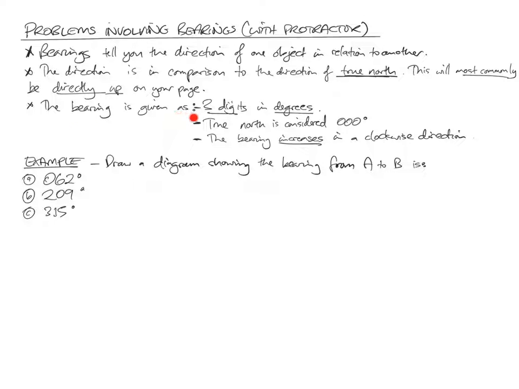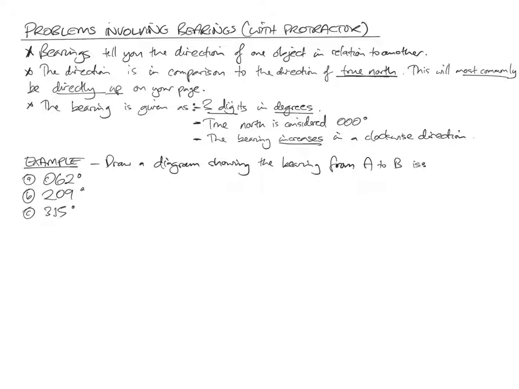So the bearing itself is a number, and it's given as 3 digits, and the units for it are degrees. So the little circle in superscript. True north is considered 000 degrees. So you'll notice that we give bearings in 3 digits. So if we're saying 0 is true north, you'll write it as 000 degrees. And the bearing increases in a clockwise direction.